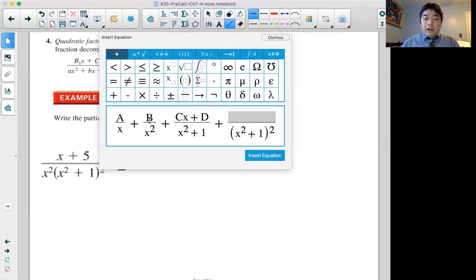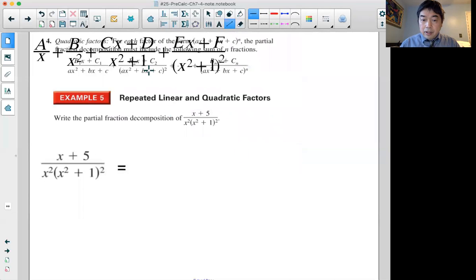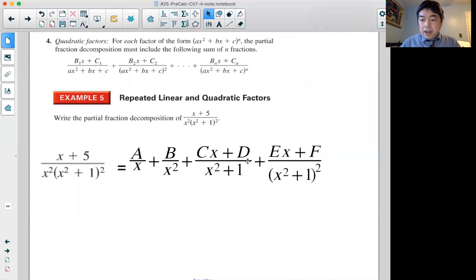Okay, so now you still have to have a linear here. The coefficient is going to be, after A, B, C, D, the next letter E, so Ex plus F, where F is the constant of this numerator. So let's write this one right here. You have to solve for A, B, C, D, E, F.